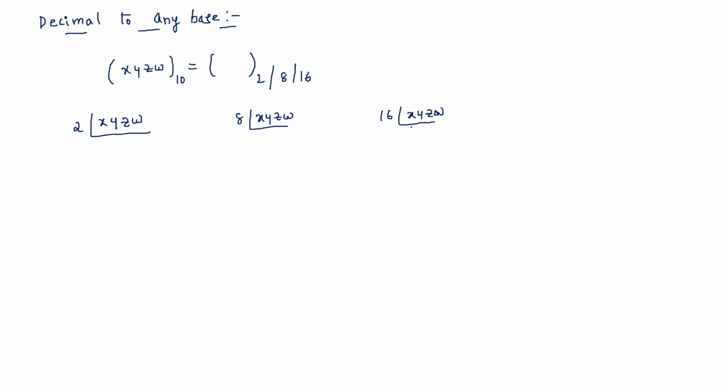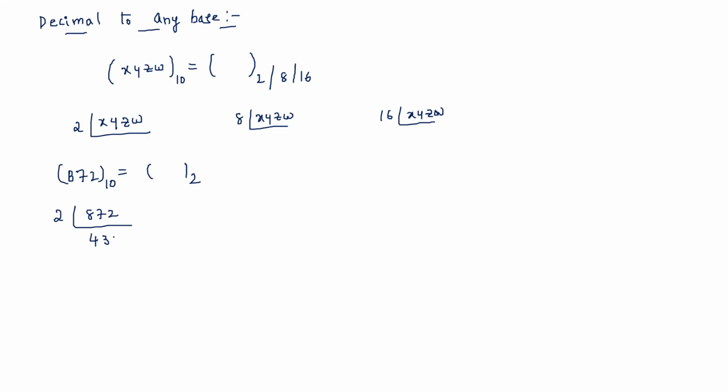Okay, so I just want to take one example: 872, that is a decimal number, into binary. So you just need to divide this 872 by 2 only. Okay, so you can convert that. 872 should be divisible by 2.